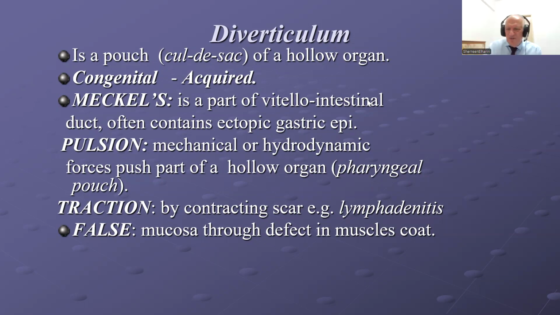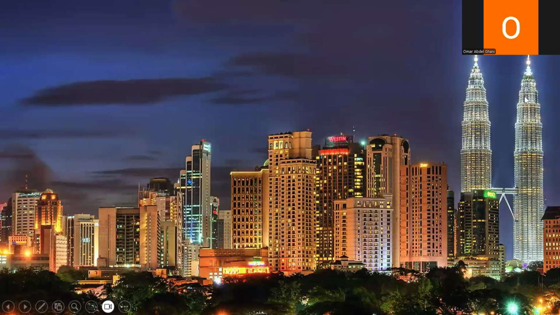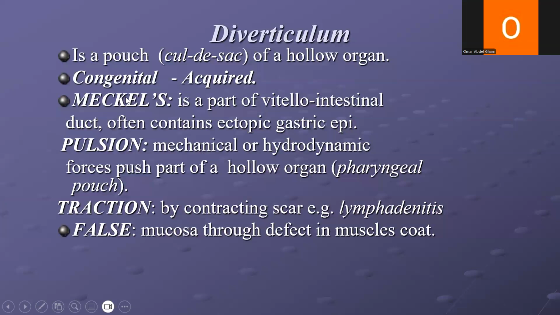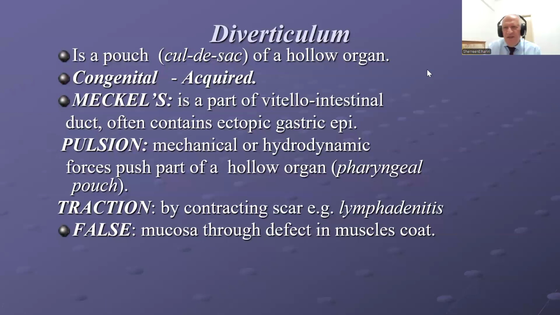So what is a diverticulum, Dr. Omar, in general? A diverticulum is a pouch or outpouching of a hollow organ. Okay, can you classify it in the classic way, like congenital and acquired? There are congenital diverticula, such as Meckel's diverticulum. Meckel's diverticulum sometimes has bleeding, and sometimes it mimics appendicitis. So why does it sometimes bleed, although it is rare? It can contain ectopic gastric mucosa.